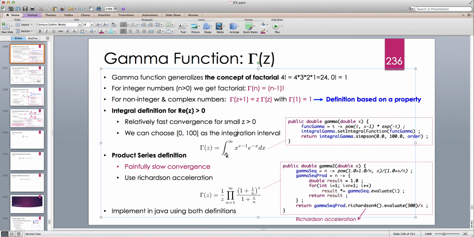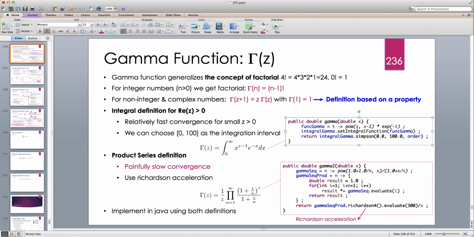Obviously we cannot sum from 0 to infinity, so we can choose 0 to 100 as the integration interval. So here's the code. We can have a method gamma, which returns a real number. The assumption here is that we are evaluating for a real number, double x. So this x is basically this z here. And then I can have an integral function, which is my integrand, func gamma t. T is basically the parameter of integration. T goes to the power t to the x minus 1, e to the negative t. And then for the integral object, we set the integration function to this func.